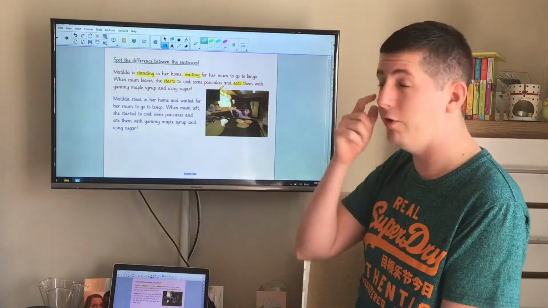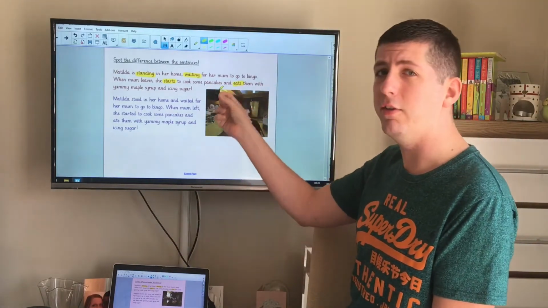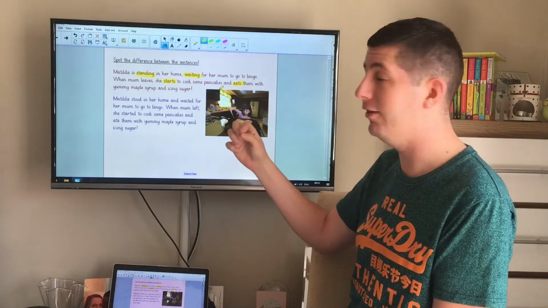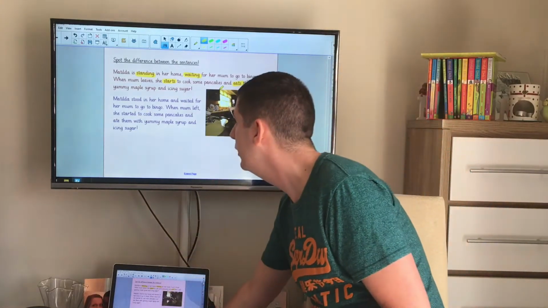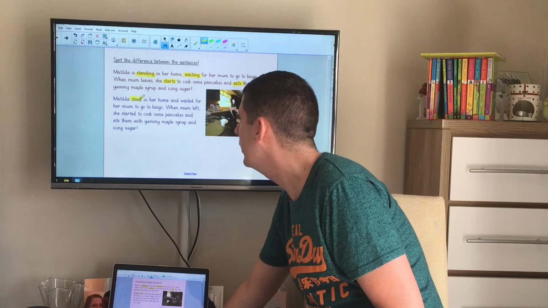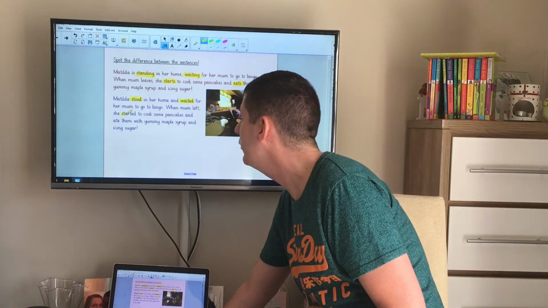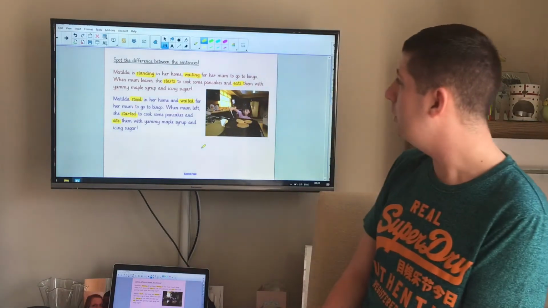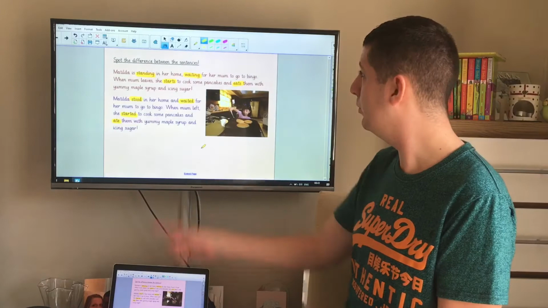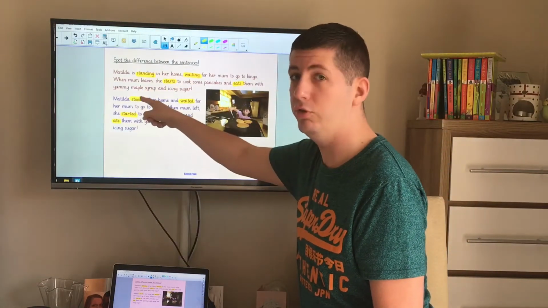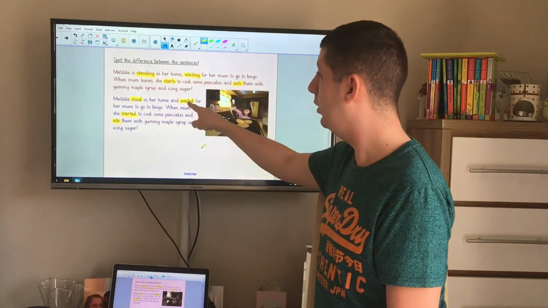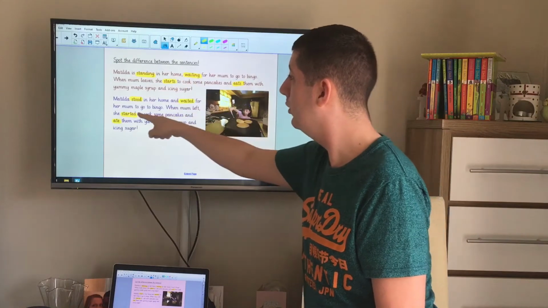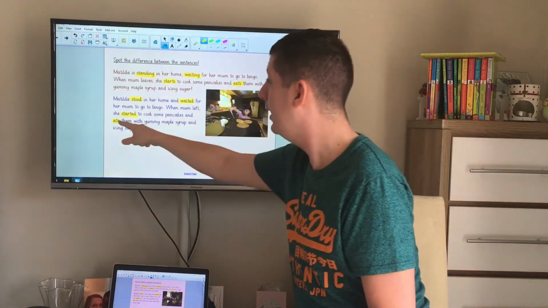So we've got those verbs there. Let's see if we can highlight the same verbs, well it won't be exactly the same, in the paragraph underneath. Matilda stood in her home and waited for her mum to go to bingo. When mum left, she started to cook pancakes and ate them. Can you see how the word has changed? We've got standing, stood, waiting, waited, starts, started, eats, ate.